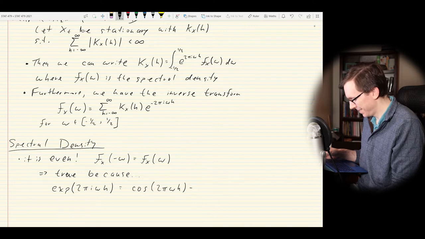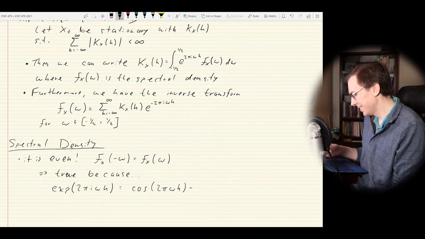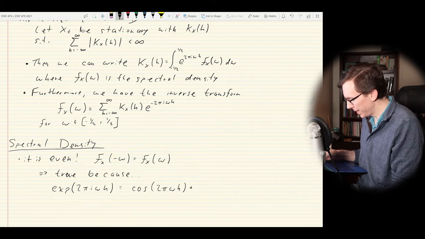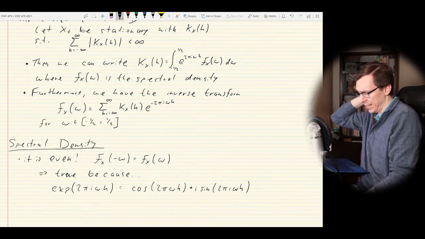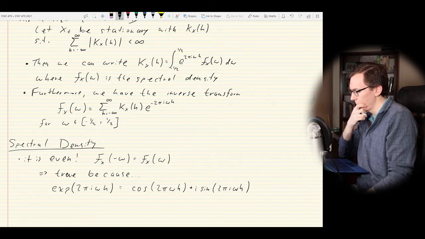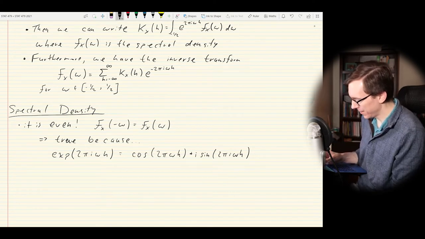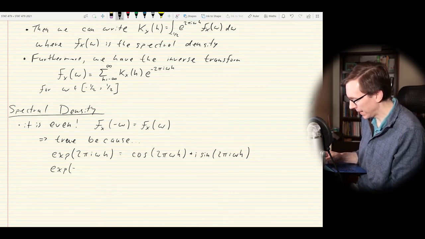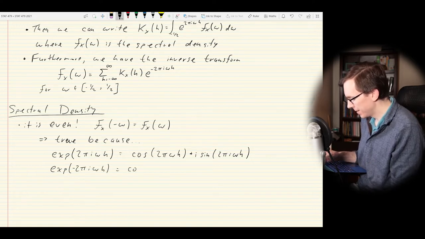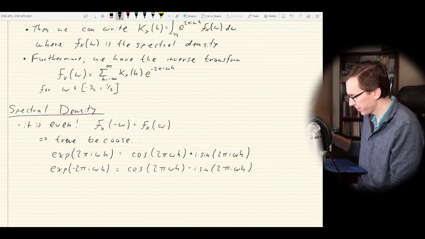plus... Do I want a minus sign in there? Well, we'll just do it this way. Plus i sine 2 pi i omega h. And then you're thinking, well, wait a minute, what's going on here? Because if I consider the negation of that, I get a negative 2 pi i omega h, and that's not the same thing. That's cosine 2 pi omega h minus i sine 2 pi i omega h.